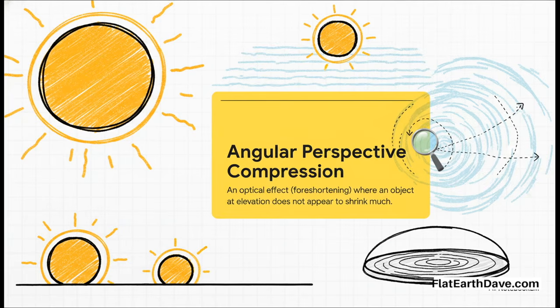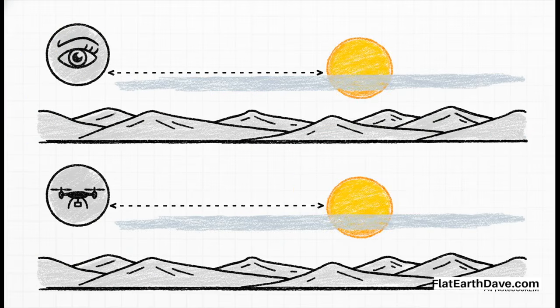Okay, but wait a minute. If the sun is just moving away, why doesn't it shrink down to a little dot before it disappears? Well, the speaker attributes this to an optical effect he calls angular perspective compression. It's basically the idea that objects moving away from us way up high in the sky don't seem to shrink in the same way that a car driving down the road does. He says this effect, plus some atmospheric magnification, is what keeps the sun looking big even as it gets further away.